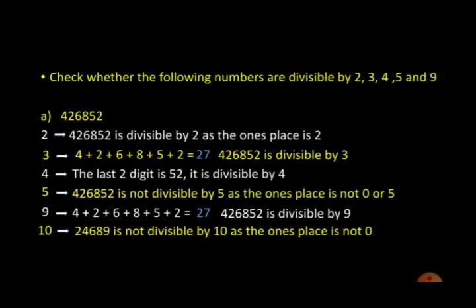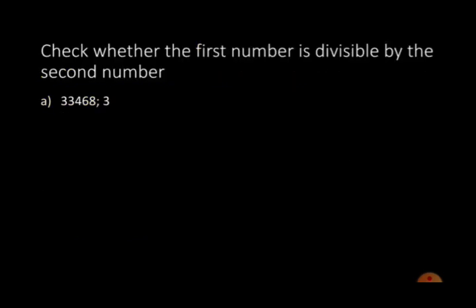The next problem, check whether the first number is divisible by the second number. So here what are we doing? The first number should be divisible by the second number, which means we will check the divisibility rule of 3. If the 33,489 satisfies the divisibility rule of 3, then that becomes the solution of the problem. What should we do? The given number is 33,468. We will add all the digits of the given number. 3 plus 3 plus 4 plus 6 plus 8.